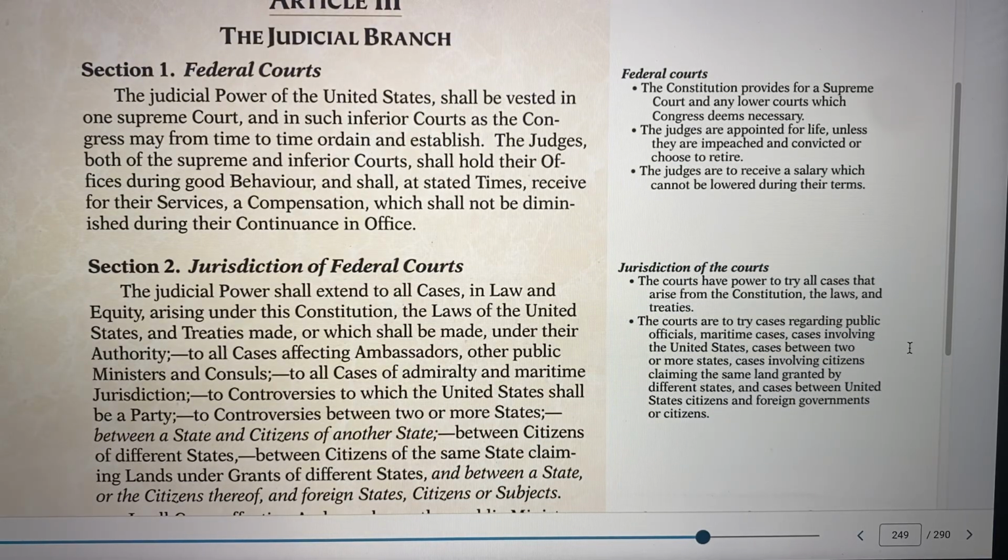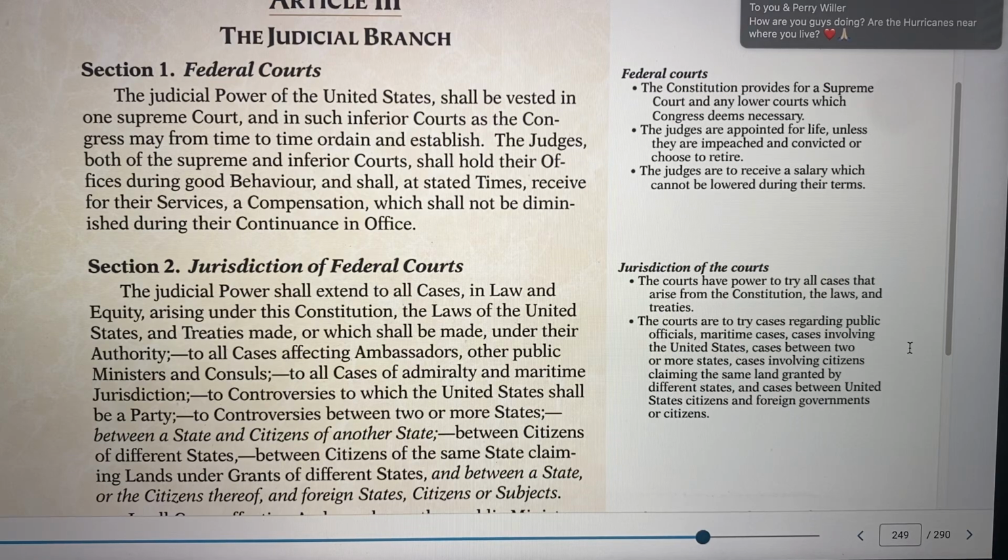The judicial branch is basically going to another branch. This is the court system. This is our judges, right? The courts. This is another branch. We have 3 branches. We have the executive branch we just went over with the president. We have the legislative branch, which is where we make the laws in Congress. And now we have the judicial branch.